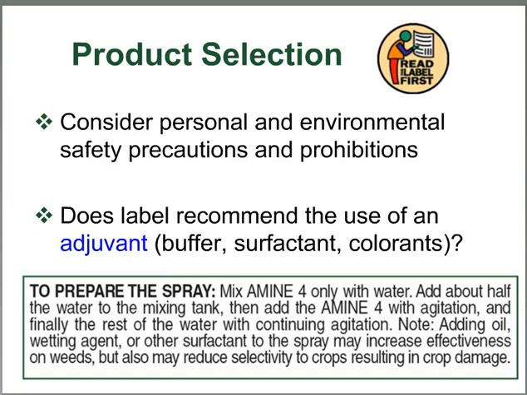This sample label language states, you may want to consider an adjuvant, but also warns that they can increase the activity, which may end up harming the crop. You would want to do some research on the negative effects on your crop or site prior to using a surfactant. Read the label. It really is that easy.